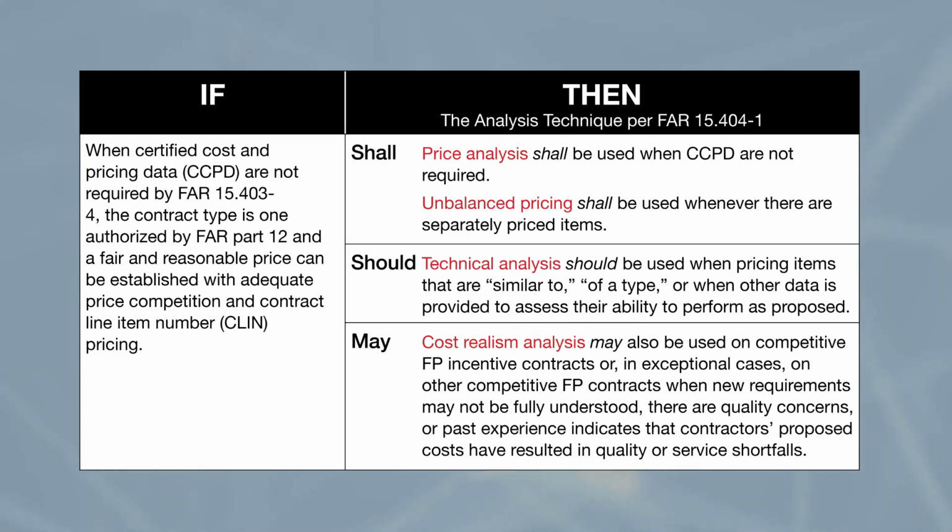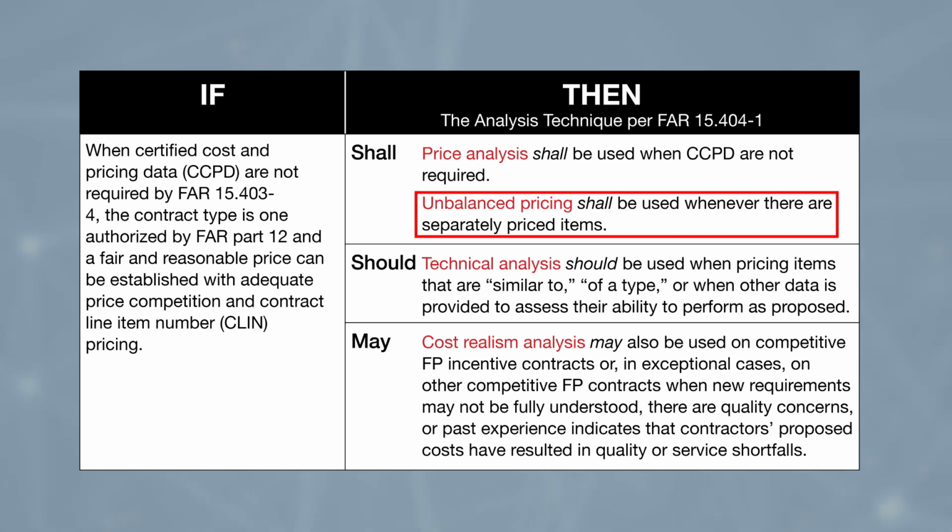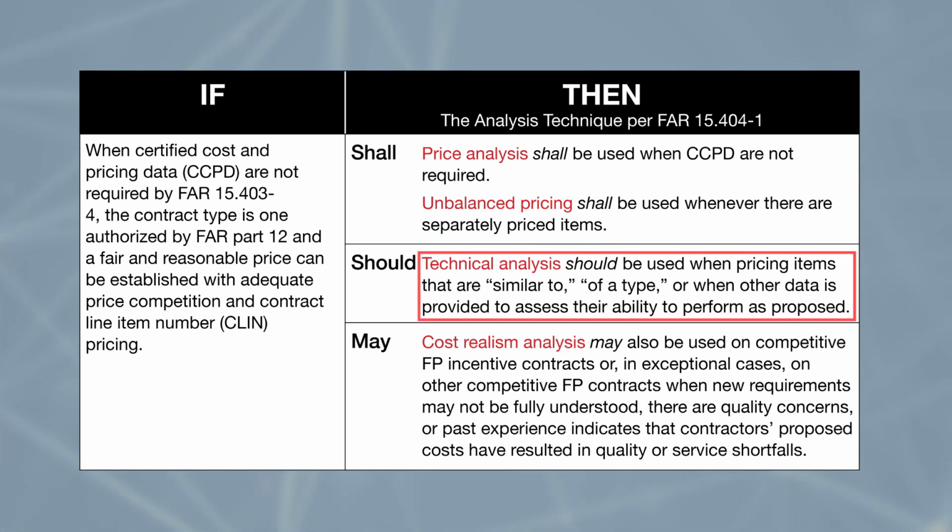If certified cost or pricing data are not required, price analysis shall be used. Whenever there are separately priced line items or subline items, unbalanced pricing shall be used. Technical analysis should be used when pricing items that are similar to items being purchased, commercial items that are of a type, or that require minor modifications.